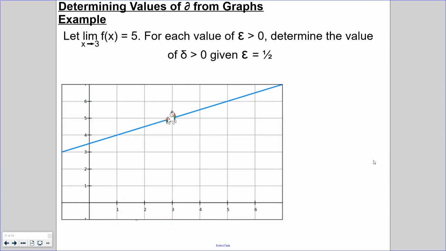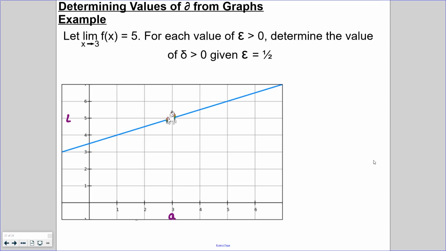So let's take a look at another example. Same example, same function, limit as x approaches 3 of f of x equals 5. But this time we want to find delta when epsilon is 1/2. So again, we know that our a value is going to be at 3, and our L value is going to be at 5. Unicorn's already there.